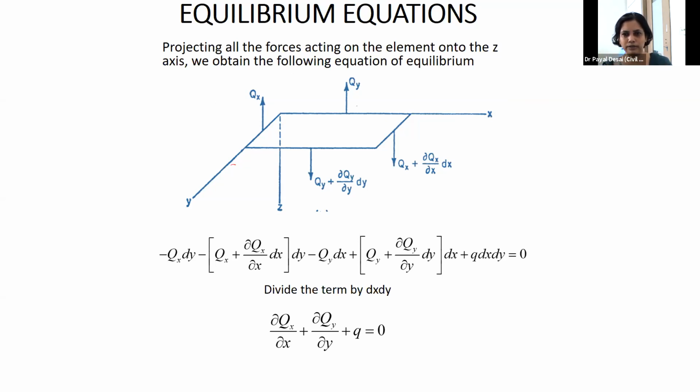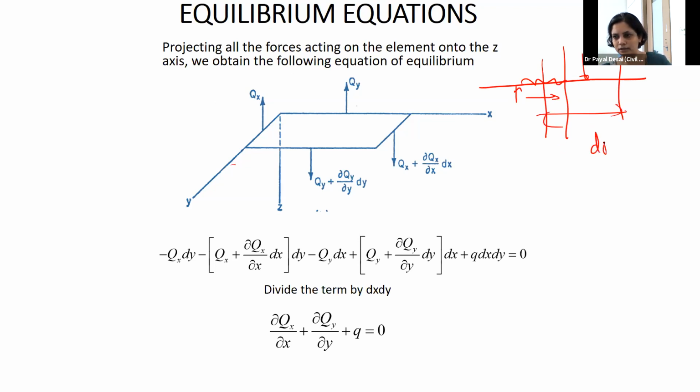Why variation? Because I will give you a simple example. In case of a beam also, suppose there is a load applied here and I travel from here to here. The bending moment here and here is not the same, right? So there is a variation in the bending moment. And how do I write? It is dM. If the moment here is M, then the variation in the moment is dM.